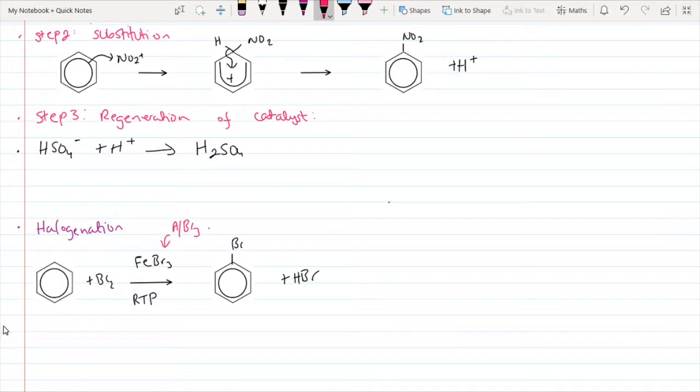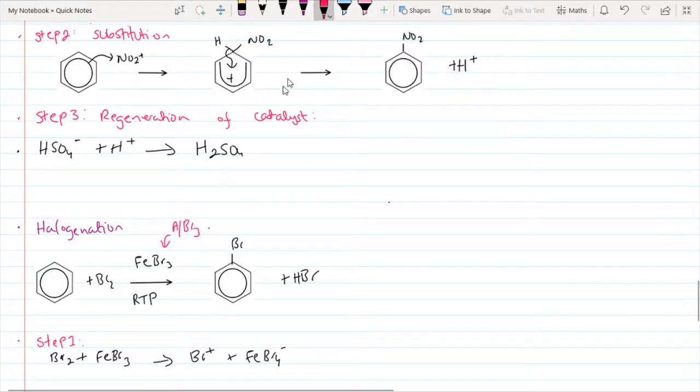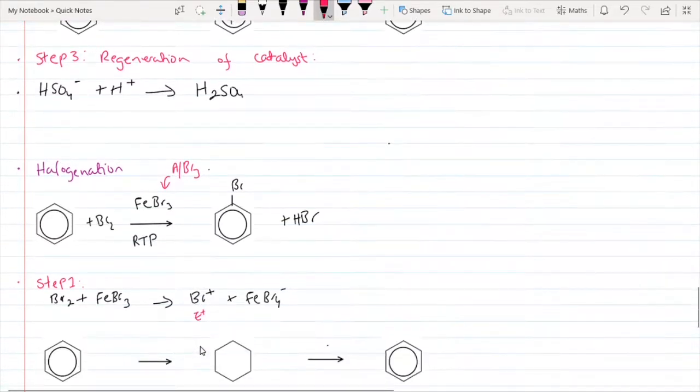So now we move on to step 1, which is the generation of the catalyst. To generate the catalyst, we'll take our bromine molecule and it undergoes a reaction with our halogen carrier: Br2 plus FeBr3, and we'll form our Br plus ion plus FeBr4 minus ion. Our Br plus, which is actually called the bromonium ion, is going to be our electrophile. We are going to use this electrophile in our next step, which is step 2.